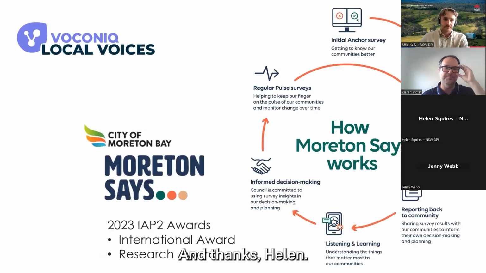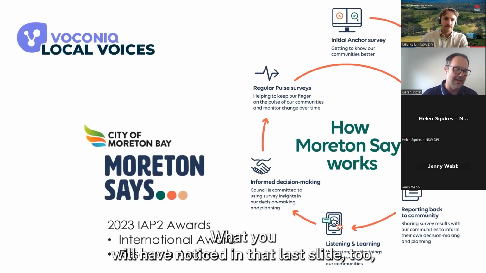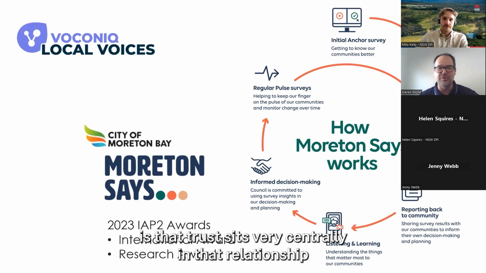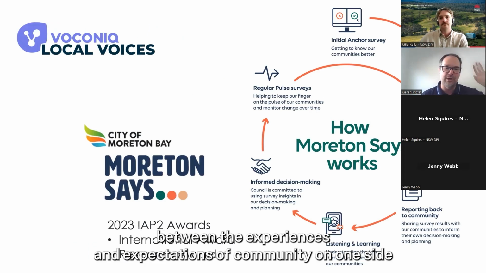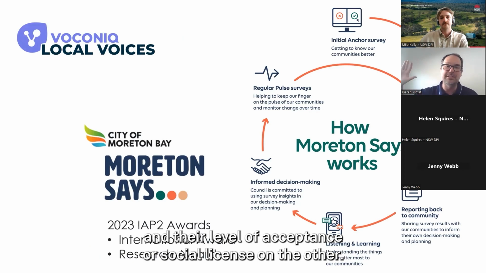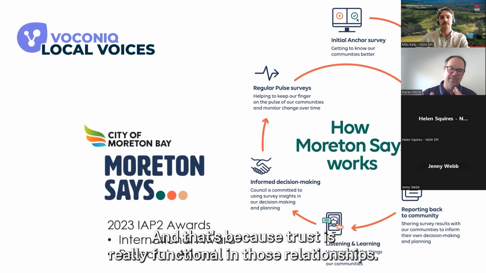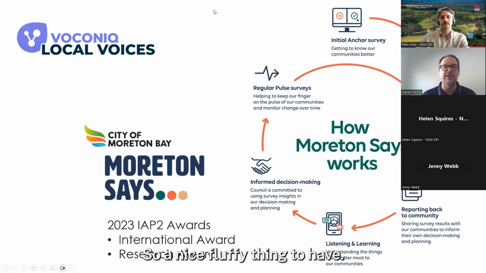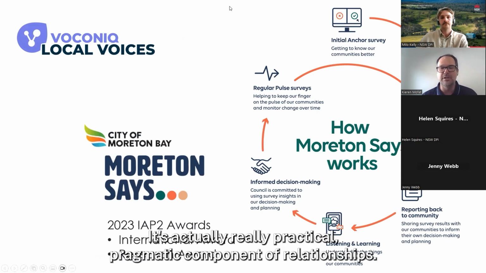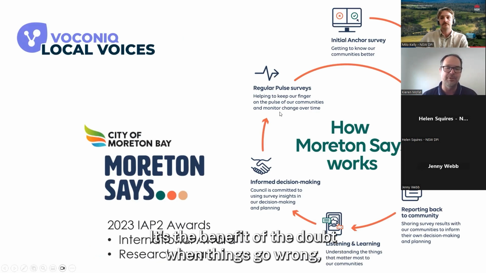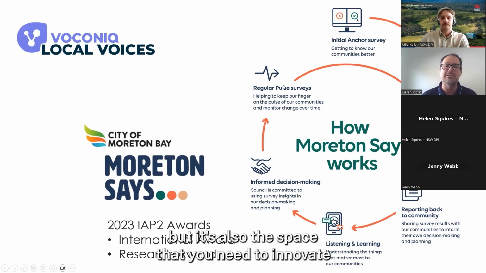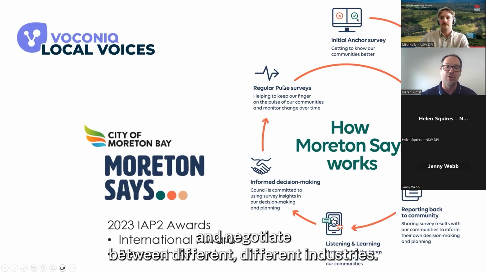Thanks, Helen. What you will have noticed in that last slide too is that trust sits very centrally in that relationship between the experiences and expectations of community on one side and their level of acceptance or social license on the other. And that's because trust is really functional in those relationships. It's not a nice fluffy thing to have. It's actually a really practical, pragmatic component of relationships. It's the benefit of the doubt when things go wrong, but it's also the space that you need to innovate and negotiate between different industries.